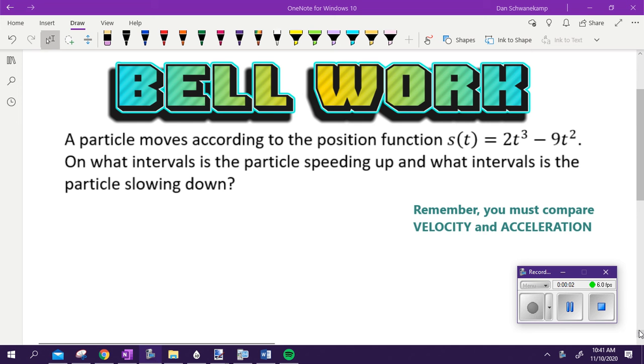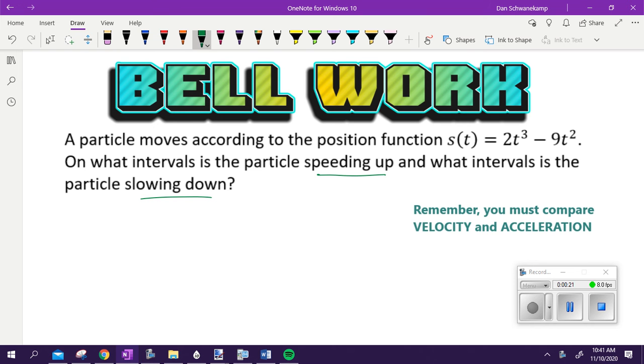In bell work, we're trying to figure out a particle moving by that position equation. When is the particle speeding up or slowing down? If we had our calculator, that'd be great, but this is not a calculator question. We could look at a graph of velocity, and you'd be very comfortable with that, but we're doing it slightly differently. To find when the particle is speeding up or slowing down, we need to look at velocity versus acceleration.